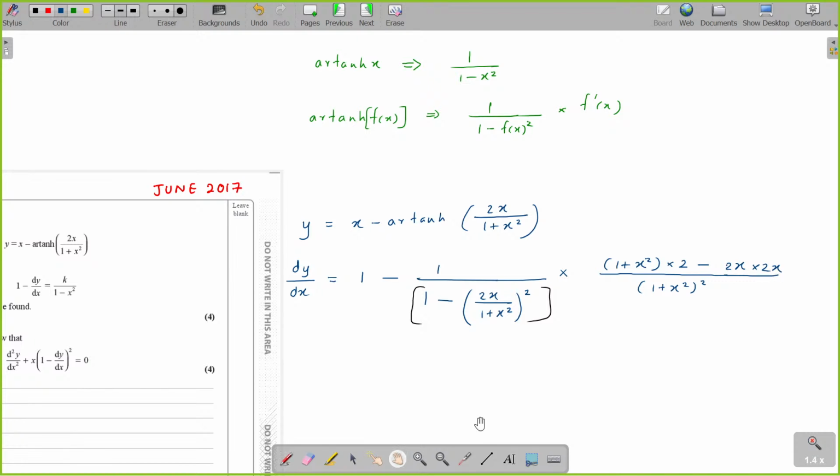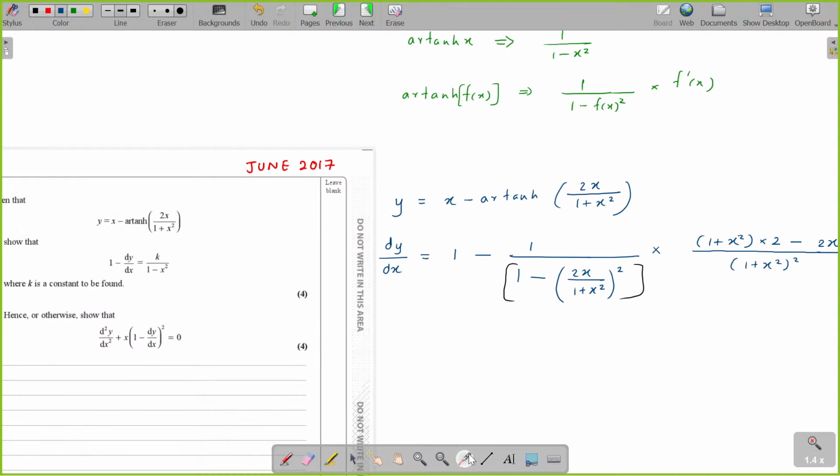Okay, then let's simplify. We need to simplify all these terms and get the show that. So you can see the type of show that we have over here. Okay, so let's go for the show that.